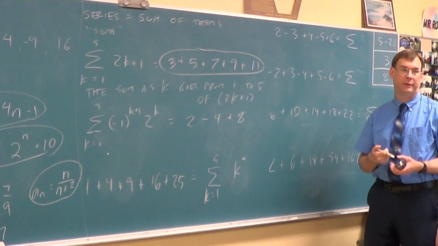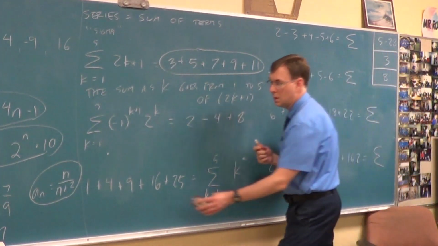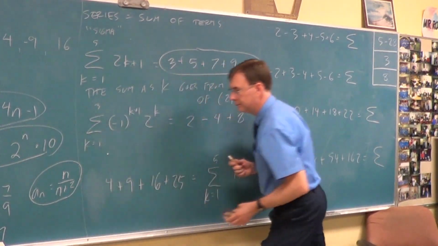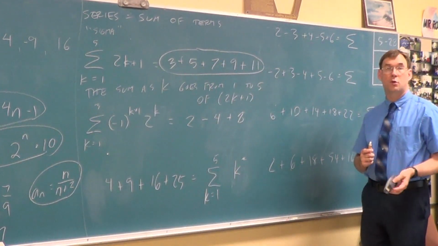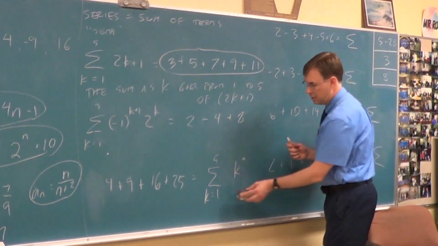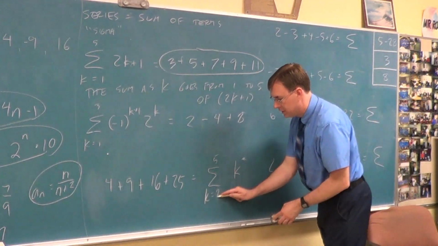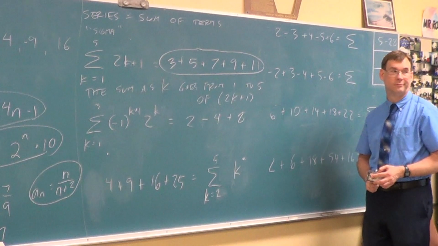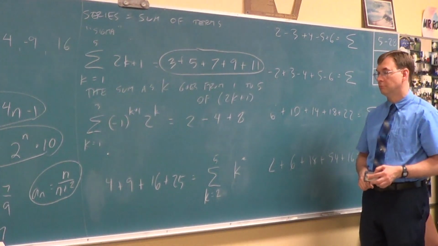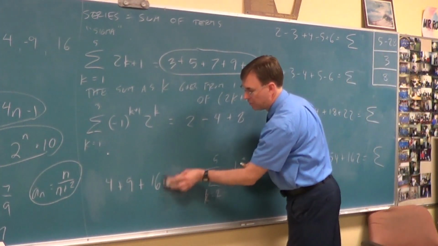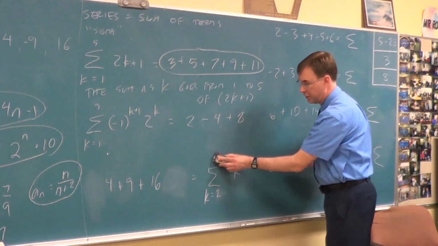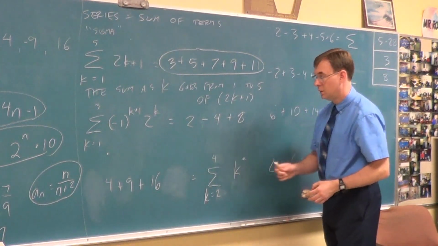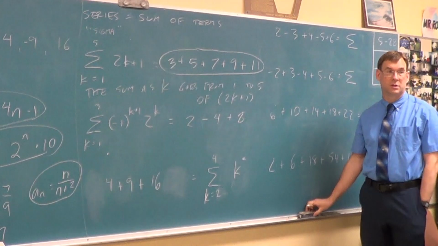Question about that? If I go like this, is it still squares? Yes. It would just be k equals 2, but we're running now from 2 to 5. If I wipe that out, 2 to 4, now we're running from 2 to 4. Question about that?